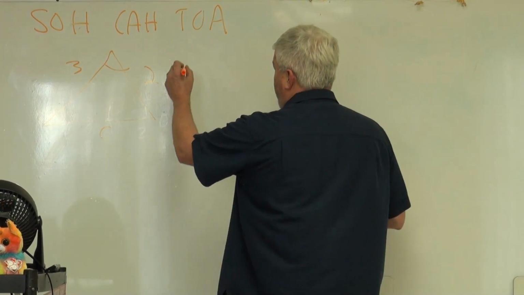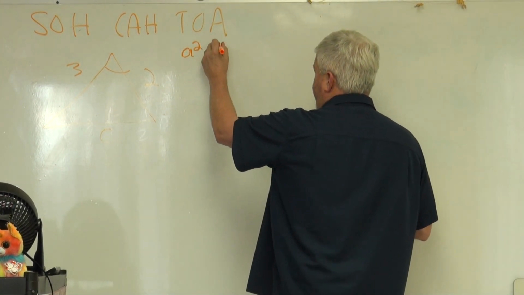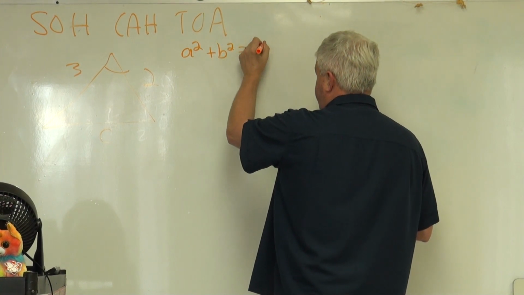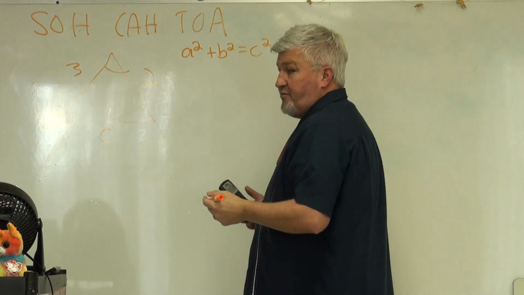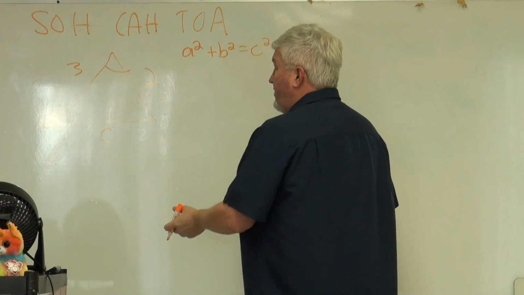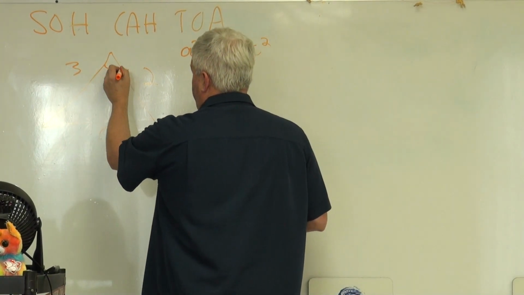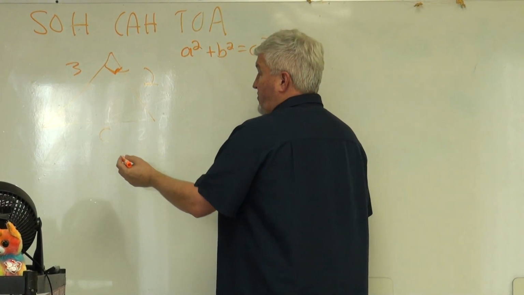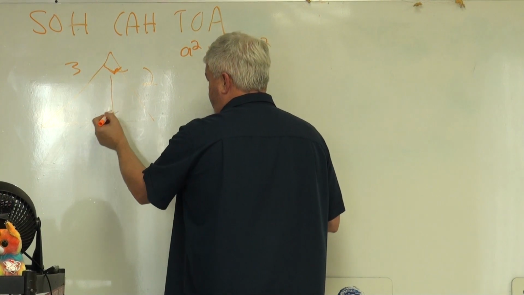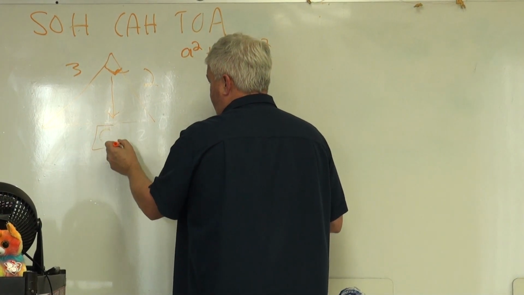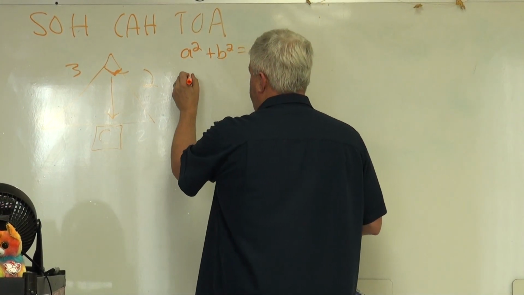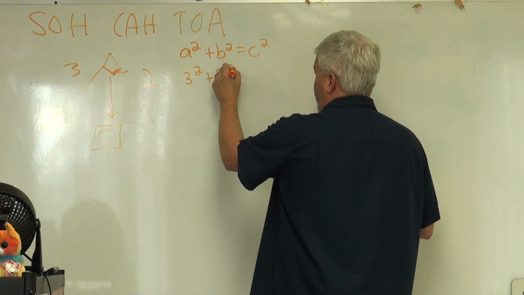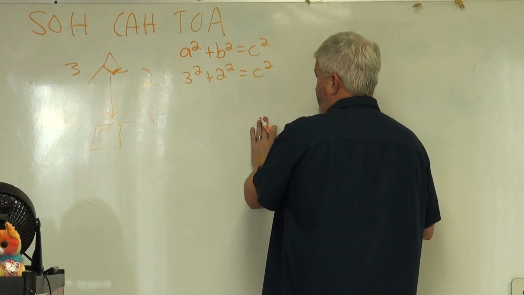Pythagorean's theorem. Of course, just a quick reminder of what Pythagorean's theorem is. You all should already know this. A squared plus B squared equals C squared. This should be a right angle, by the way. My hypotenuse, hopefully you all recall that it's being pointed to. C is the hypotenuse. So I do 3 squared plus 2 squared equals C squared.